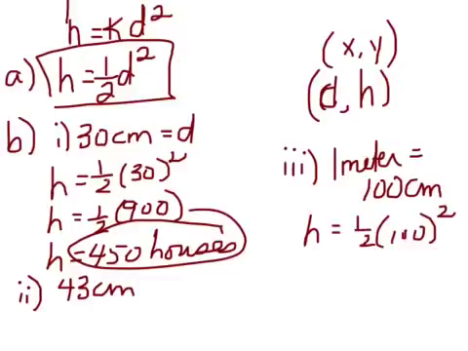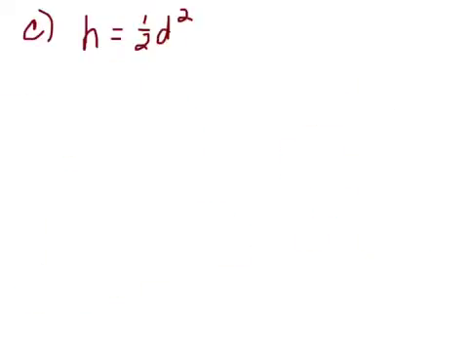I don't know how many of you got Part C. They say a new subdivision of 1,500 houses is being planned. So that's how many houses we need to serve. What size of water main would be needed? Is this 1,500 houses, is that H or is that D? H. So we're going to plug this in for H.